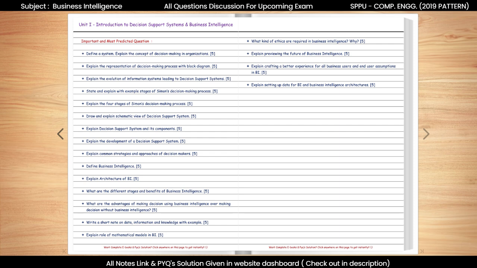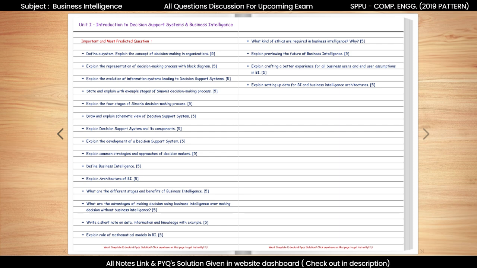Now, let us move on to our next important topic, better user experience. From this topic, we can expect questions such as, explain crafting a better experience for all business users and end-user assumptions in business intelligence. A better user experience focuses on simple interfaces, interactive dashboards, and clear visualizations. It assumes users want quick insights without technical complexity.